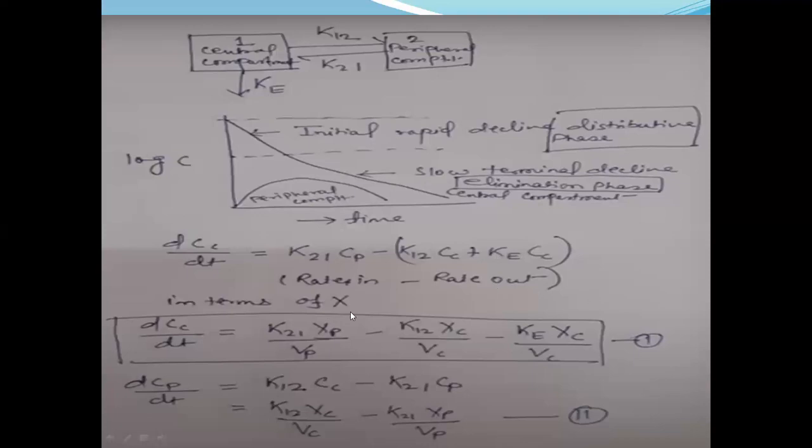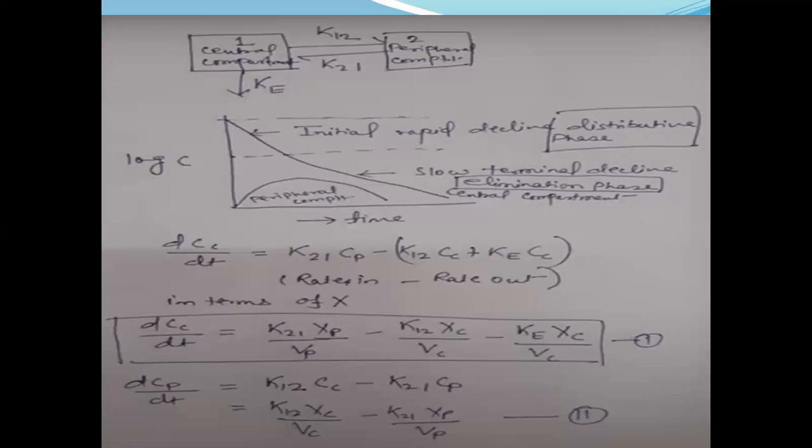So in terms of X, if you write in terms of X, X means what? Amount of drug. If you write in terms of X, what is the X formula? You know very well that Vd is equal to X by C. Then X is equal to Vd times C. Then C is equal to what happens?